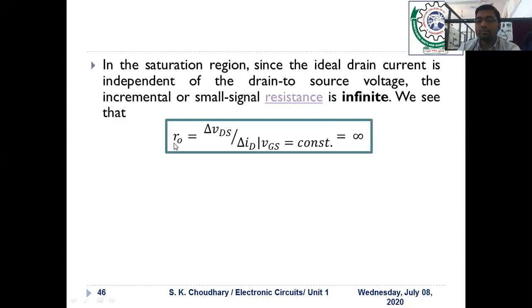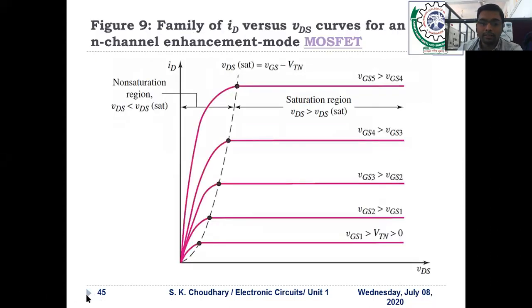So what is the incremental or small signal resistance? R0 is equal to change in drain to source voltage upon change in drain current for a constant value of VGS, and that is equal to infinite for an ideal MOSFET. Practically, it is some positive value, very high but positive. You can see again from the graph how the slope is 0 and how the small signal resistance is infinite. See, in this case, if you want to draw a slope for any value of VGS, here we have mentioned in the formula VGS is constant.